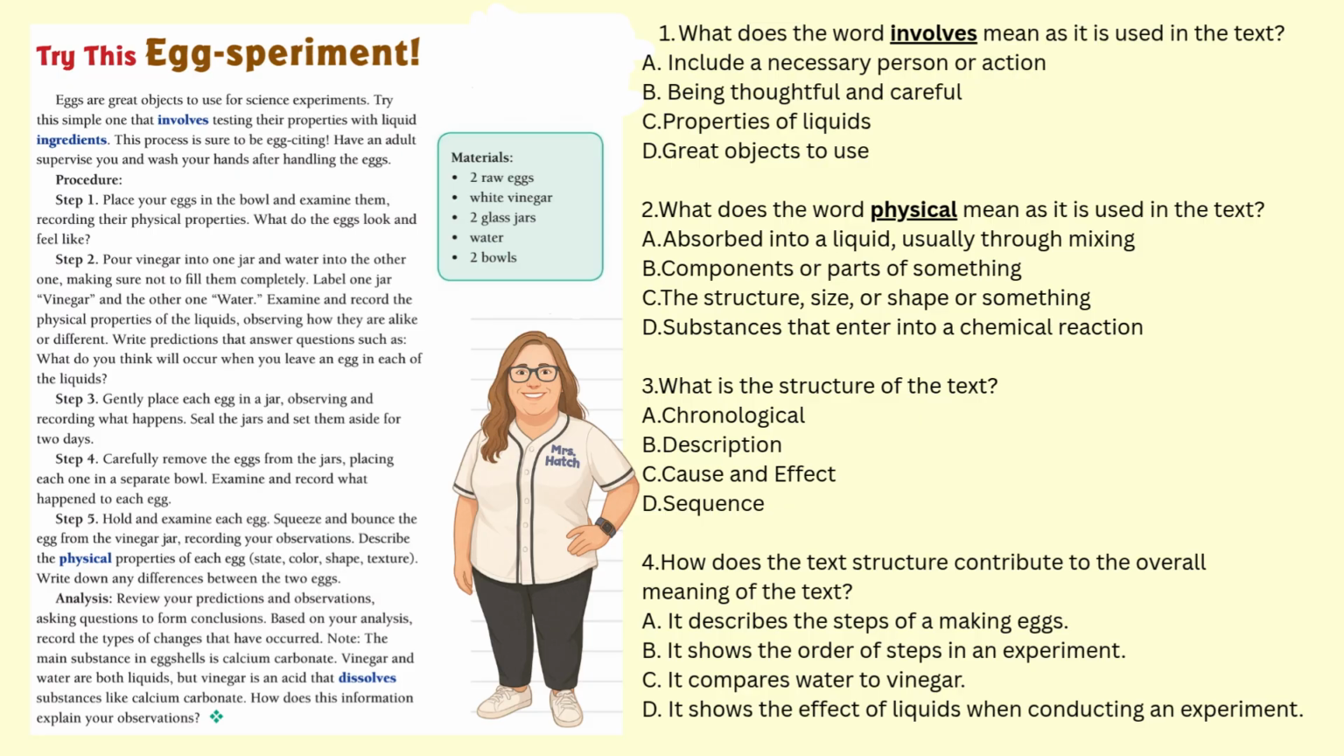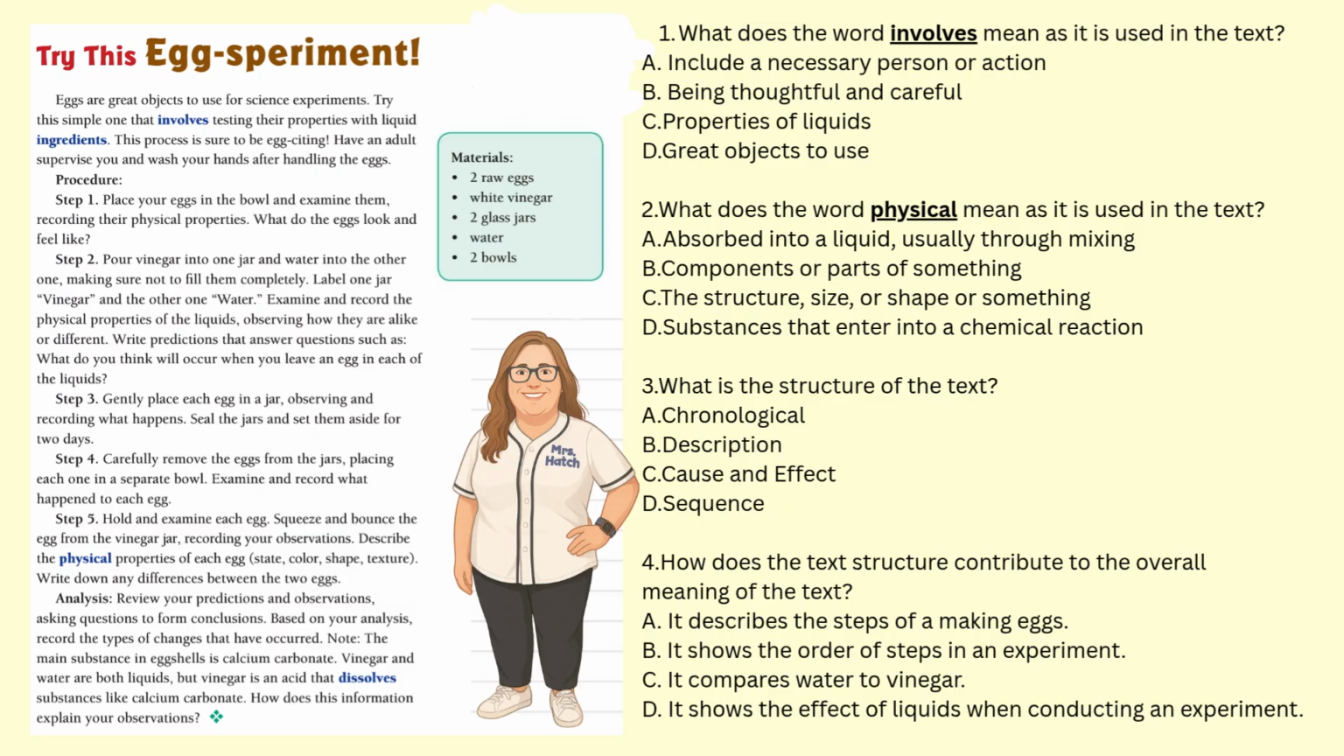Write predictions that answer questions such as, what do you think will occur when you leave an egg in each of the liquids? Step 3. Gently place each egg in a jar, observing and recording what happens. Seal the jars and set them aside for 2 days. Step 4. Carefully remove the eggs from the jars, placing each one in a separate bowl. Examine and record what happened to each egg.